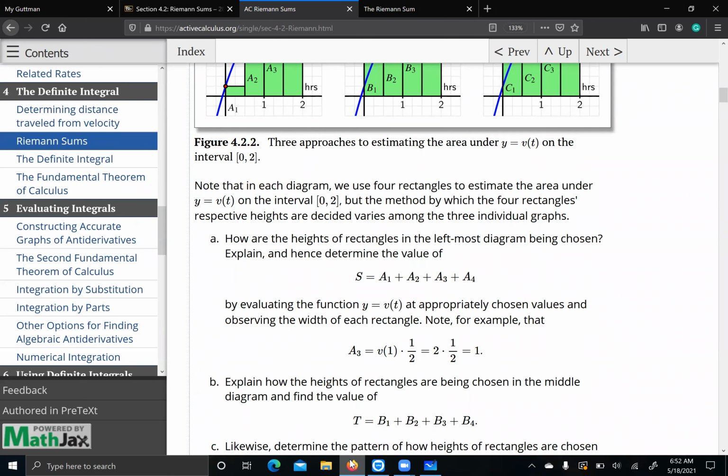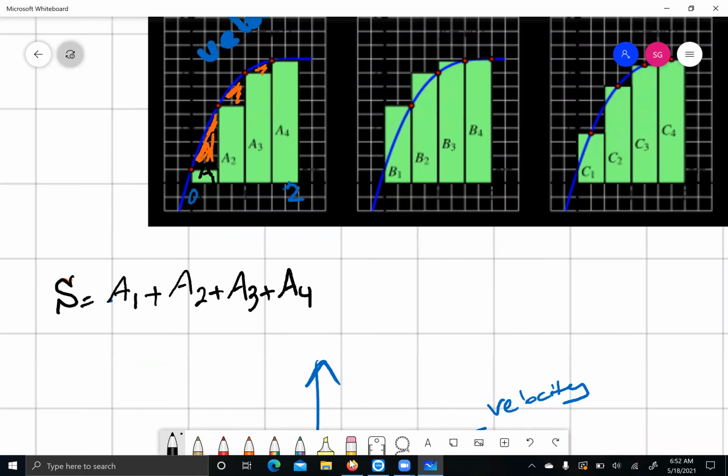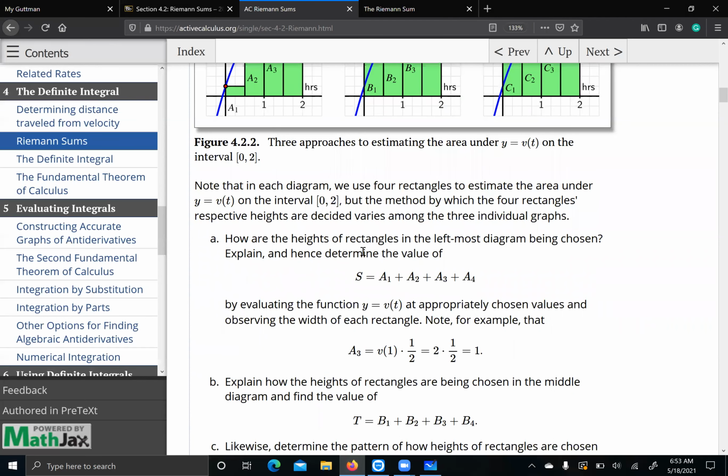So if you add that up, let's call it S. Then S, this number, can be looked at as an estimation of the area that we want. However, we know it's less than the real area because it's missing some part of the region.